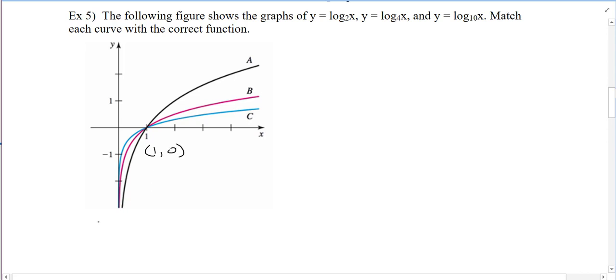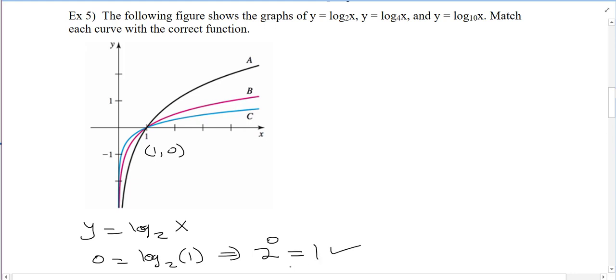So if I look at y equals log base 2 of x, right? 0 and 1, if I plug it in here, that means that when x is 1, y is 0. So I'm going to have 0 equals log base 2 of 1. And so that makes sense. If we use our definition of logarithms, this will say the base, so 2 to the 0 equals 1. And that is a true statement.